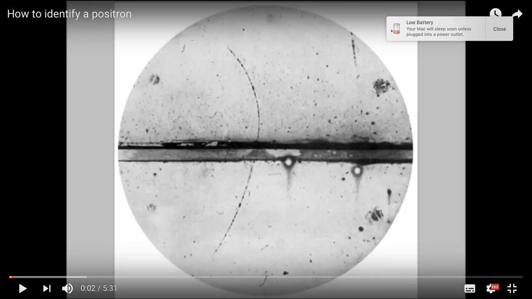Okay, this is the discovery of the positron. That track you see over there is the positron. This is to detect particles. This should be a bubble chamber.